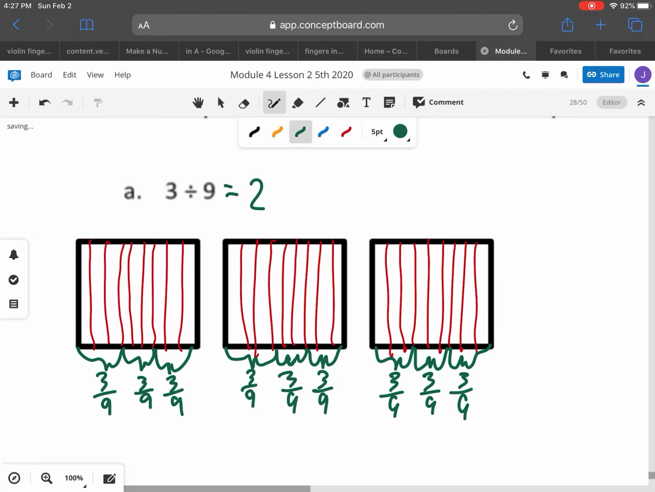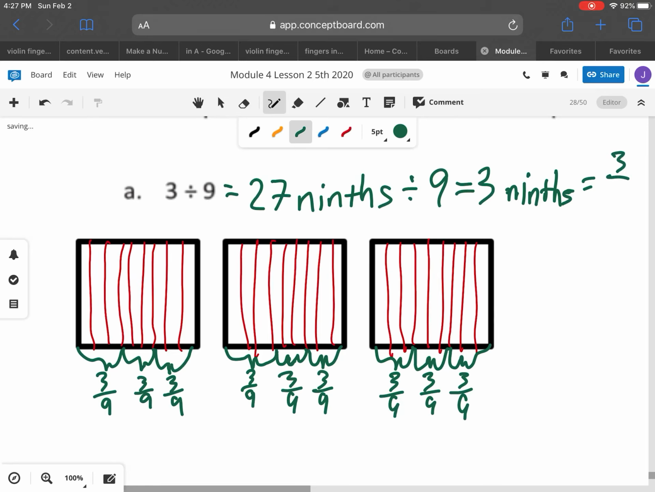And that gives us 27 ninths divided by 9. And 27 divided by 9 equals 3 ninths. Oops. Which would be 3 over 9. Now some of you may be able to figure out that we can divide this by 3 again. And that would give us 1/3.